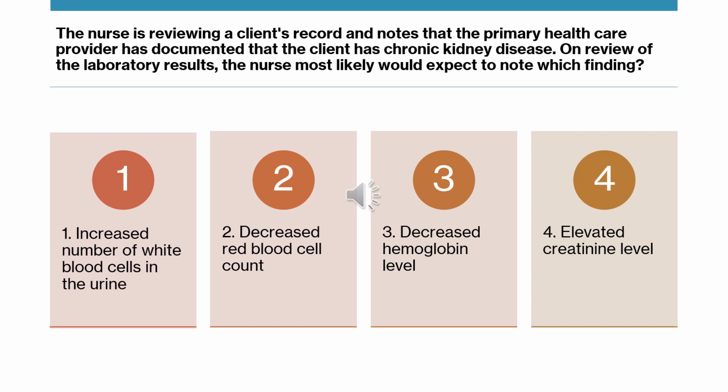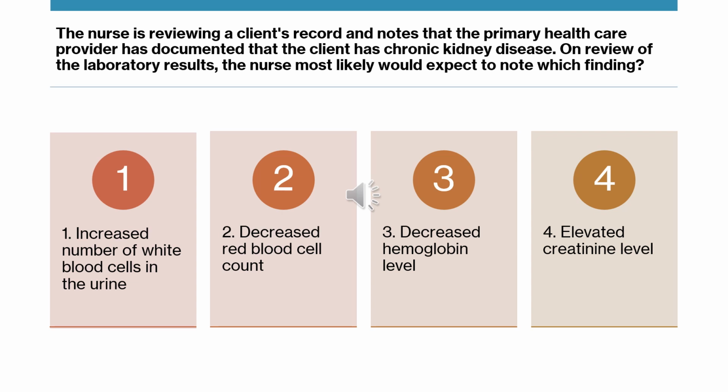Decreased red blood cell count. So let's look at 2 and 3, decreased red blood cell count and decreased hemoglobin level. We know that hemoglobin is a protein in the red blood cells that carries oxygen throughout the blood. So if we have low hemoglobin and low red blood cells, we probably have low oxygen, which would lead us to anemia. You would probably see a person with that might have anemia.